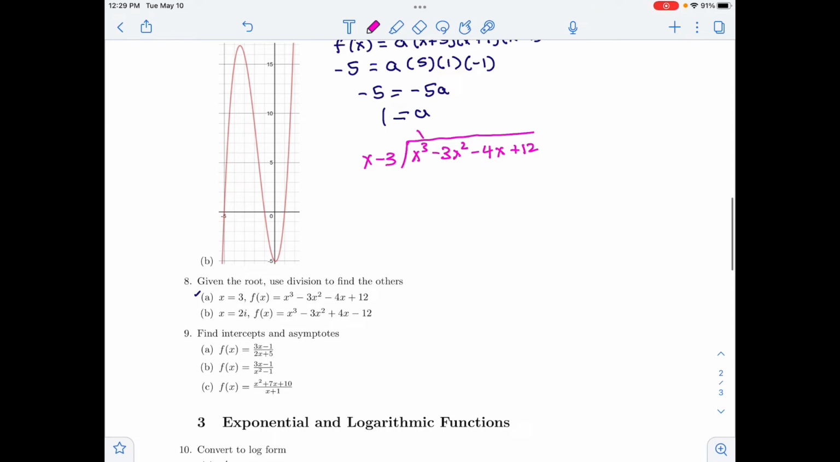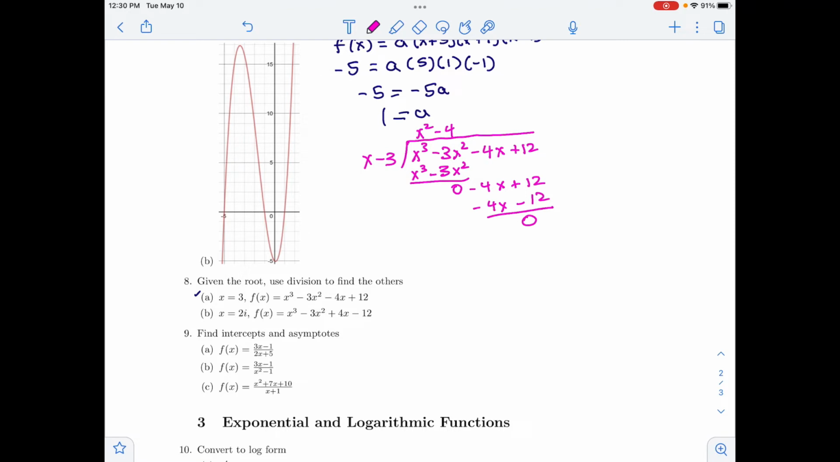X will go into x cubed, x squared times. So that means this is going to be x cubed minus 3x squared. No worries. I subtract. Comes down to be 0. So now I bring down the -4x plus 12. X will go into -4x, -4 times. Then multiply, I get -4x plus 12. I get a 0 remainder.